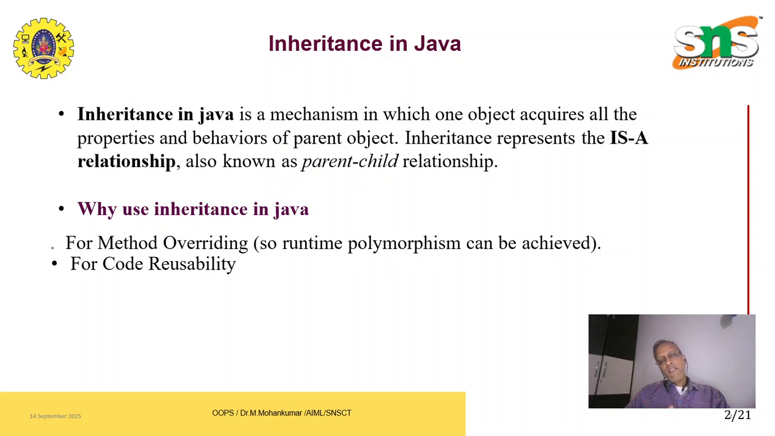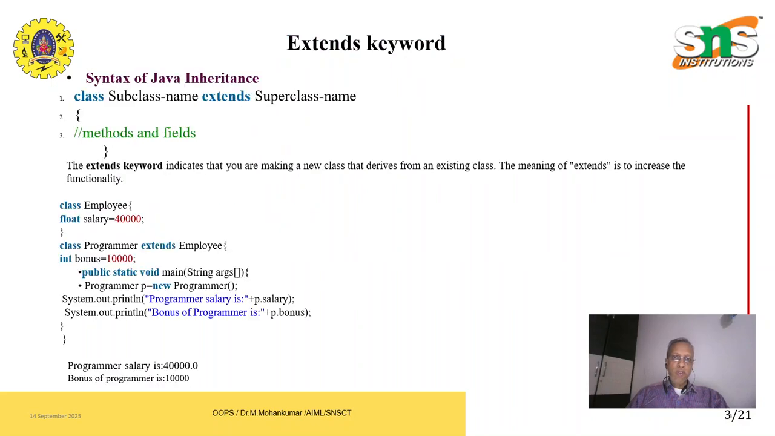Why use inheritance in Java? It is for method overriding. Already we have a method. We are going to use that method for further activities or for enhancing the programming approach. We use the inherited behaviors of the object. It is also called the polymorphism concept. So runtime polymorphism can be achieved through inheritance also. The major aspect of this approach is code reusability.